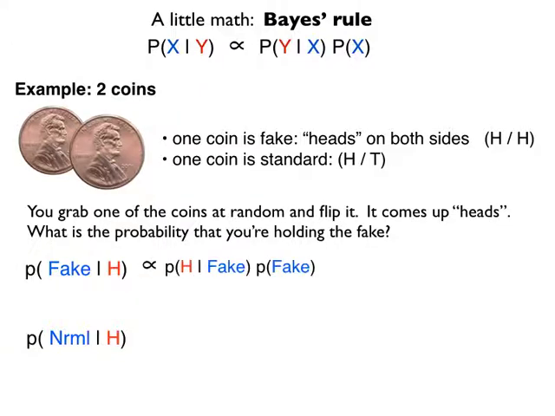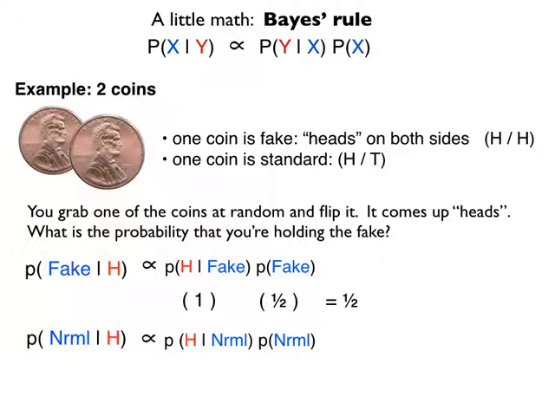Well, we know that that's equal to, or proportional to, the probability of it being heads, given that it was a fake, times the probability of it being a fake. Okay? So what's the probability of it being heads, given that it was a fake? It's 1. And the probability it was a fake is 1/2, because I grabbed the coins at random. So what's that equal to? It's equal to something like 1/2.